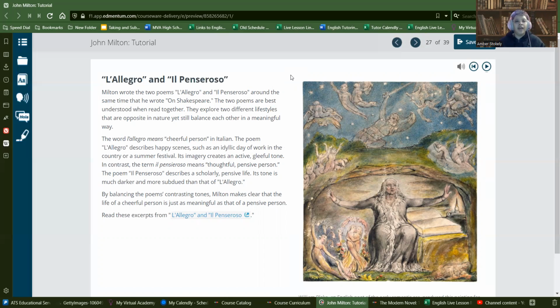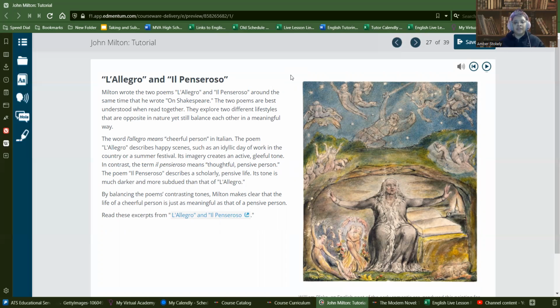So the point of having these two poems together is that they are from opposite perspectives: someone who is happy and only wants happiness, and someone who wants a deep, thoughtful, sometimes sadder existence. He wanted to point out that the life of a cheerful person is just as meaningful as that of a pensive person, and vice versa.